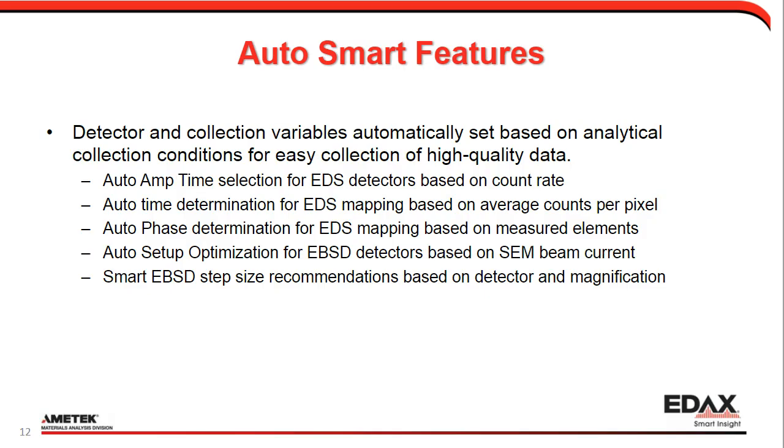There are many auto smart features available in Apex 2.0. Detector and collection parameters can be set automatically based on collection conditions. For EDS, amp time for the speed of the detector is auto-selected based on count rate. The duration for EDS mapping is auto-determined based on average counts per pixel. For EBSD, there are auto setup optimization for EBSD detectors and smart step size recommendations based on detector and magnification.